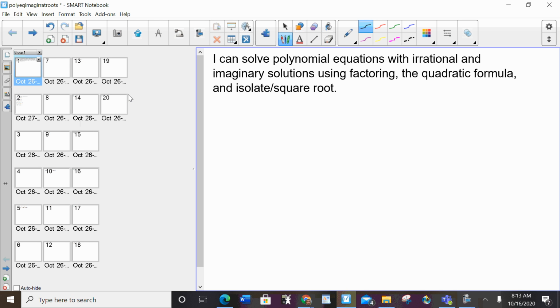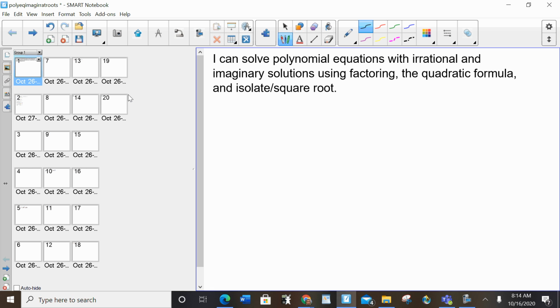Good morning, everybody. Today, I can solve polynomial equations with irrational and imaginary solutions using factoring, the quadratic formula, and isolate square root. So this builds on a lesson that we did a few weeks ago. We did polynomial equations with rational solutions, where everything was factorable. Today, we're going to incorporate factoring and then end up using the quadratic formula or the isolate square root method.